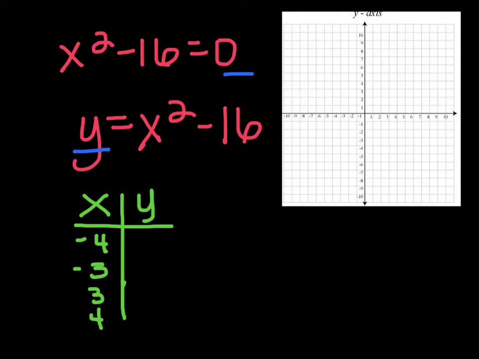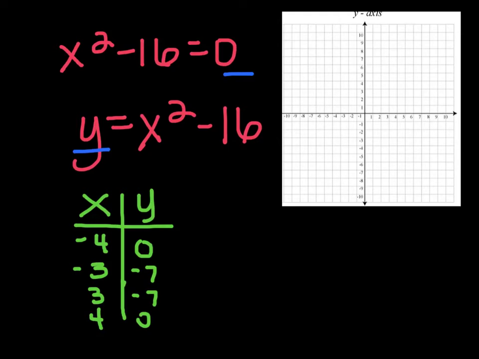So if I plug in -4 for x, -4 squared is 16, and 16 minus 16 is 0. If I plug in -3, -3 squared is 9, and 9 minus 16 is -7. If I plug in a +3, 3 squared is 9, minus 16 is -7. And if I plug in a +4, 4 squared minus 16 is 0.